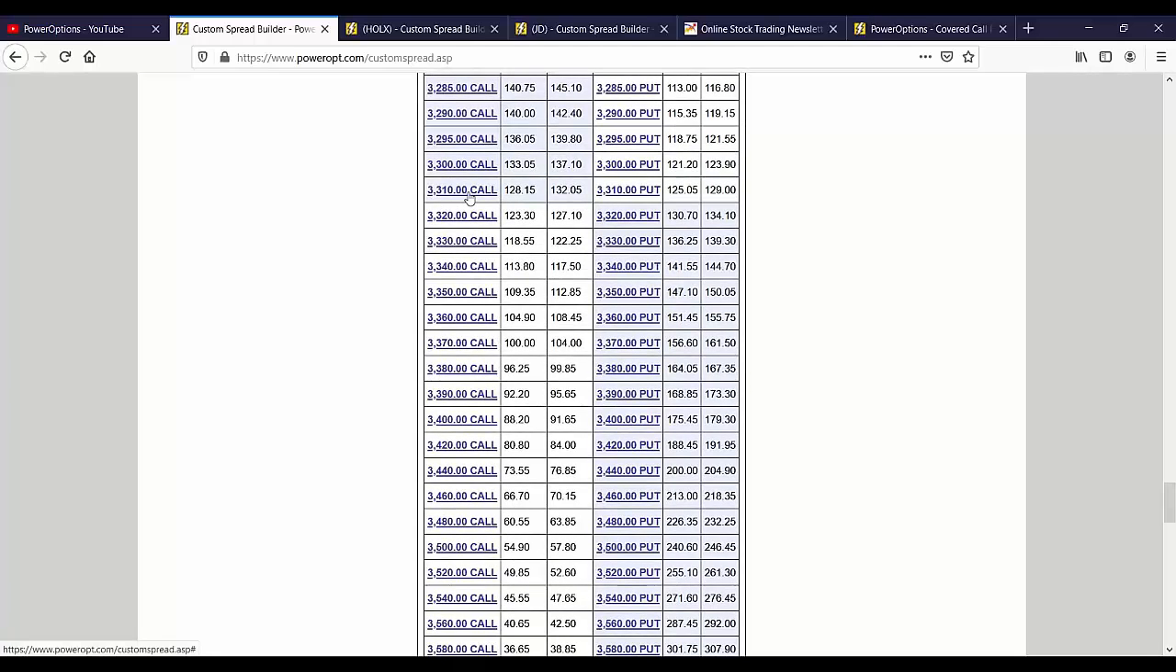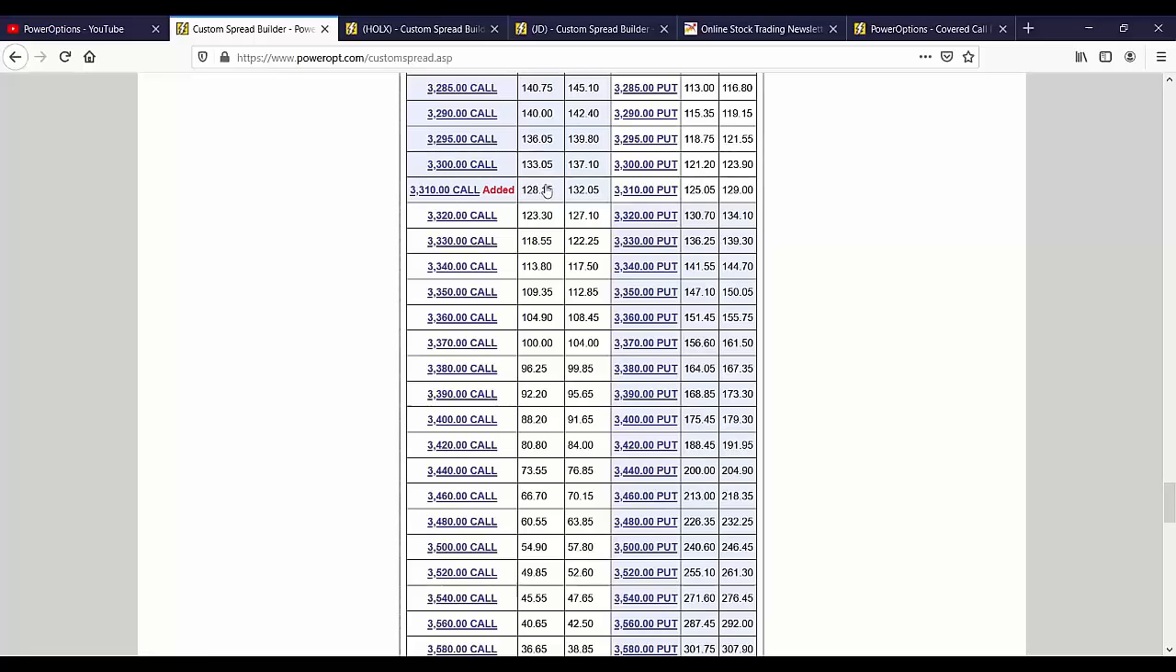If we want to be at the money, we've got to use the slightly in the money 3310, David. We could use the 3320, but I'm going to use the 3310. We're going to get about $130 for this at midpoint. Now, we're going to go to January 2022.